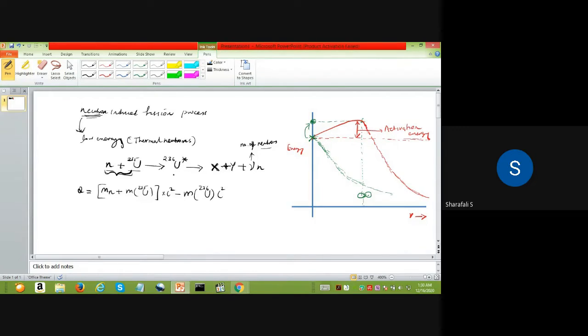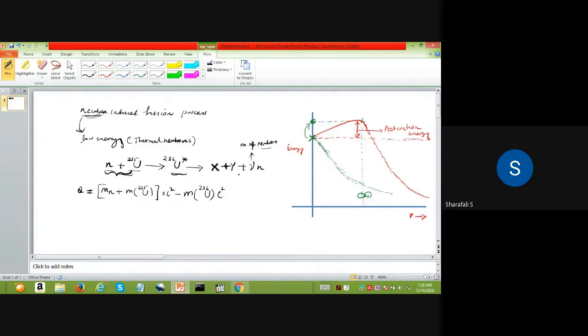Okay, and then you have this excited nucleus of uranium 236. So what is the mass of uranium 236 in the excited state? That has to be multiplied with c squared, and you will get the energy of that nucleus. If you take that difference, then you will get the Q value, which is the energy that is liberated in that process.